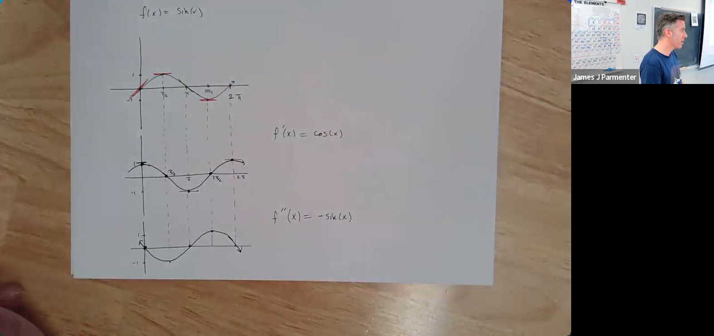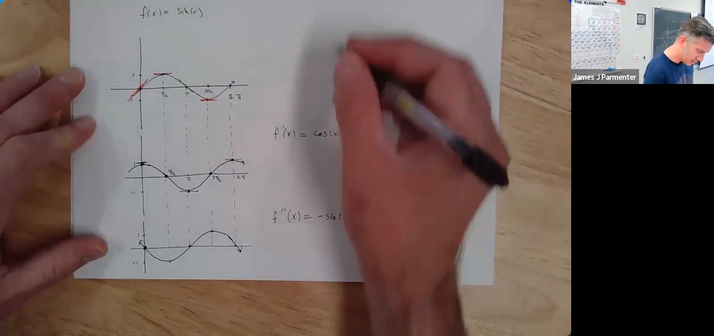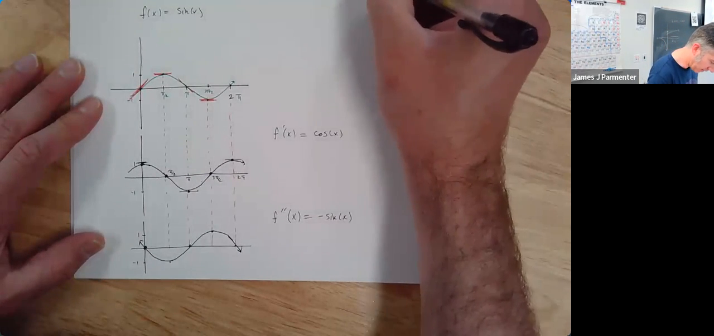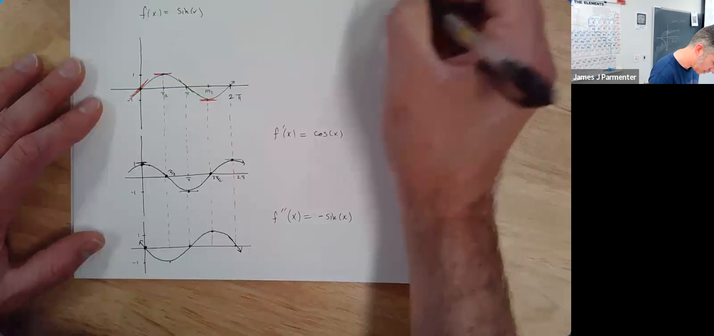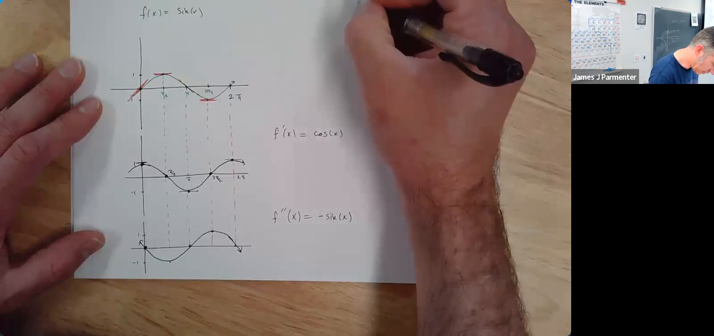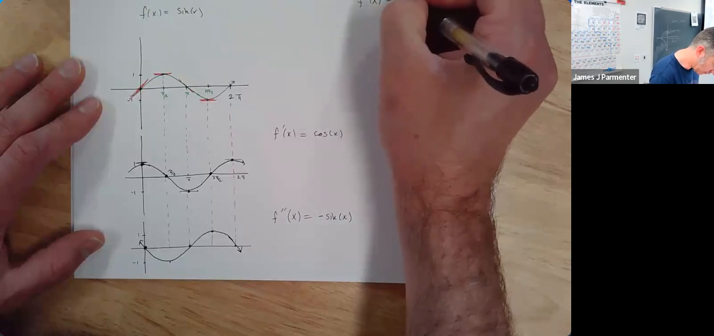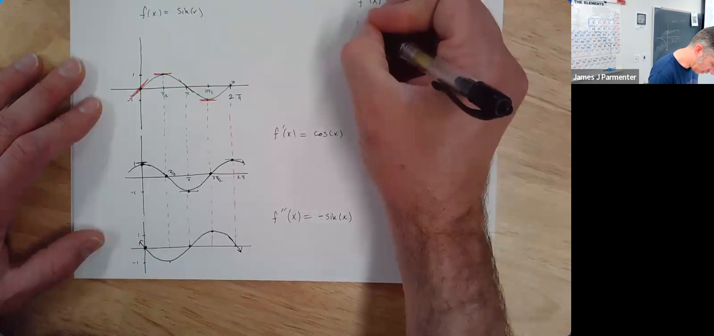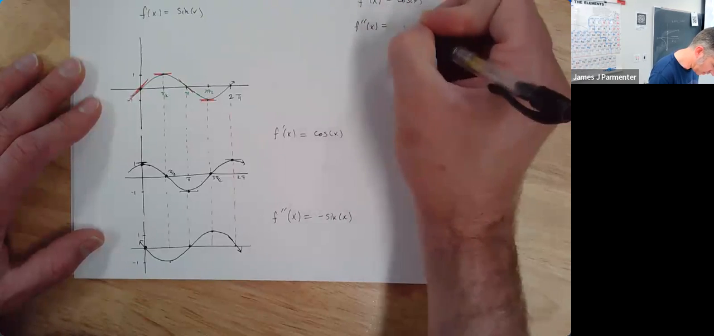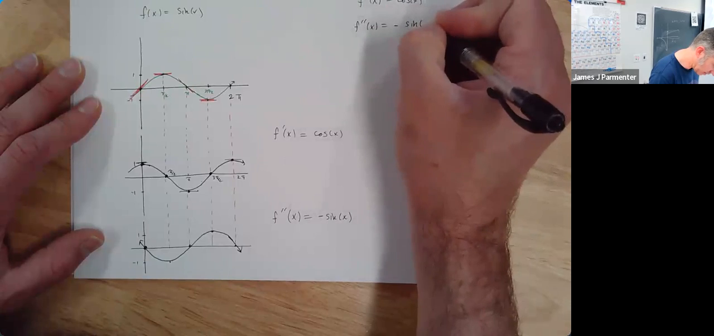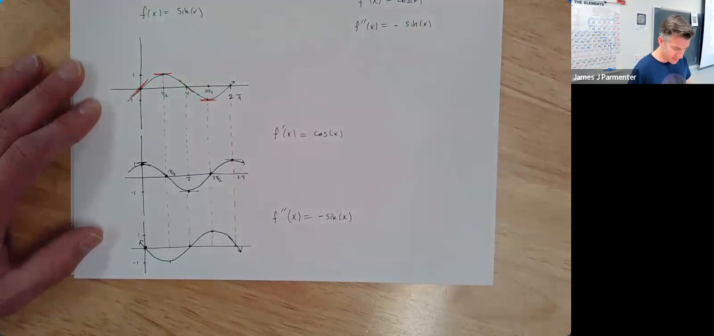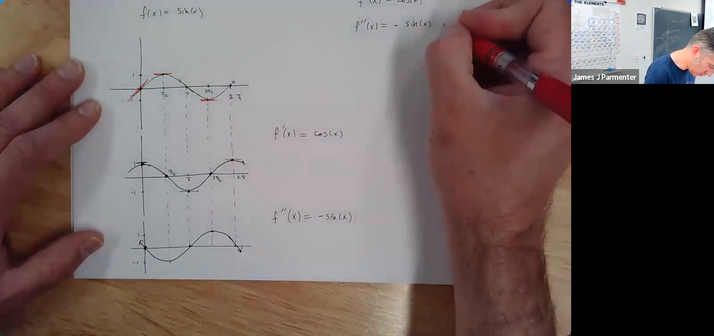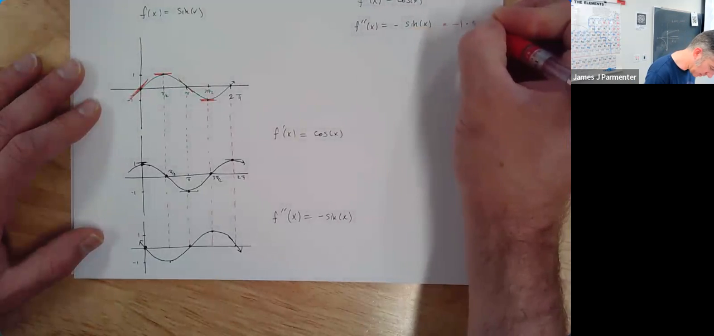Kind of cool. Now we have enough information to finish this, so I don't want to draw any more of these, it's kind of annoying. But now I'll say, if my function is sine of x, the derivative is cosine of x. And the derivative of cosine of x, which is the second derivative of sine, is negative sine of x, which I will point out is equal to -1 times sine of x.